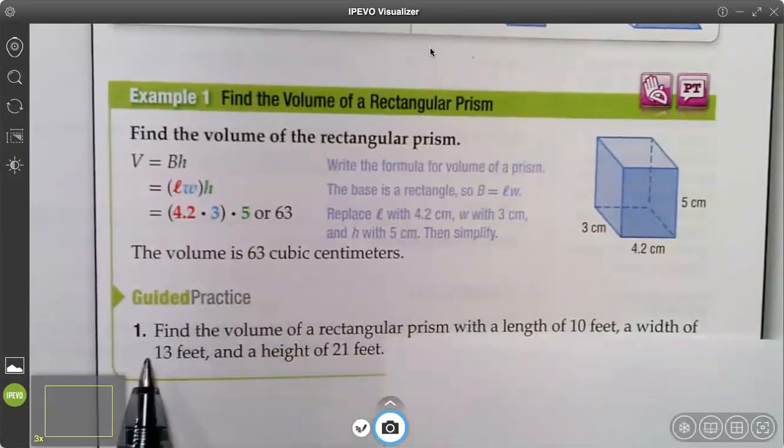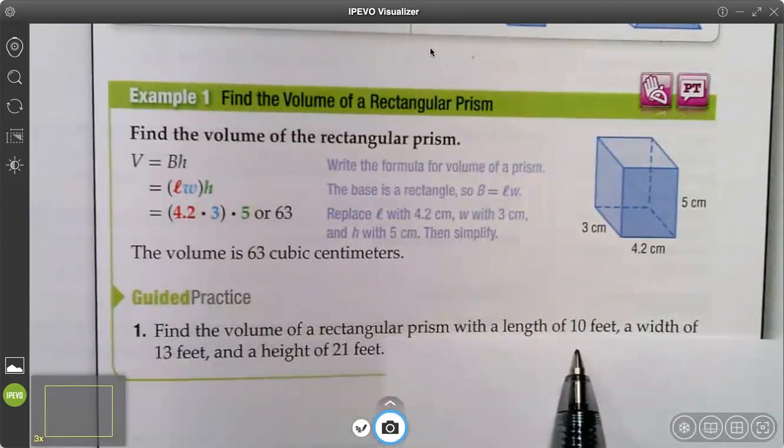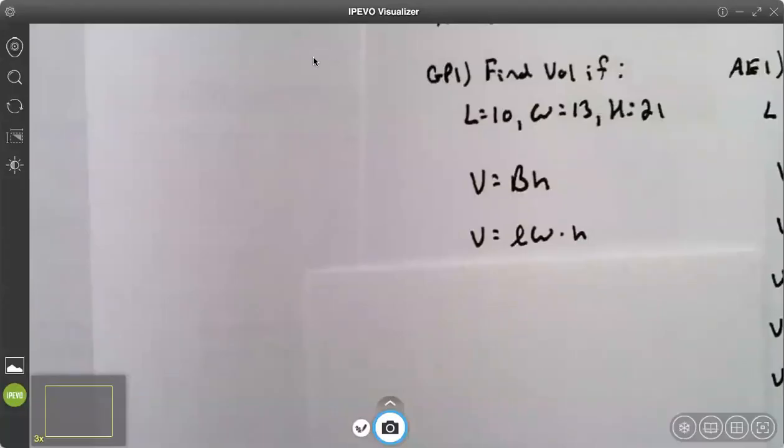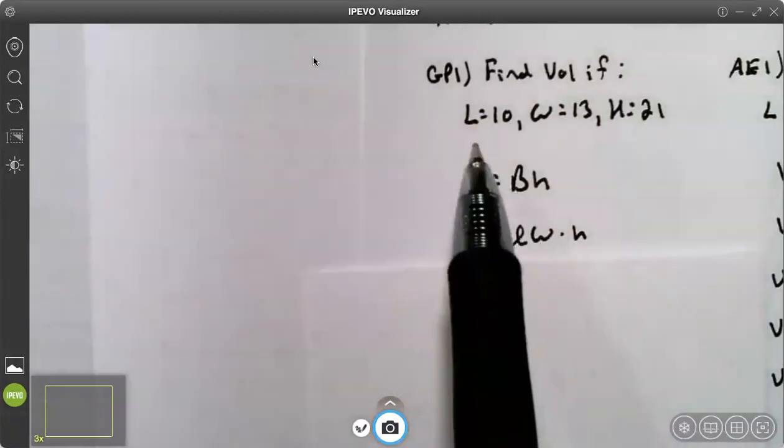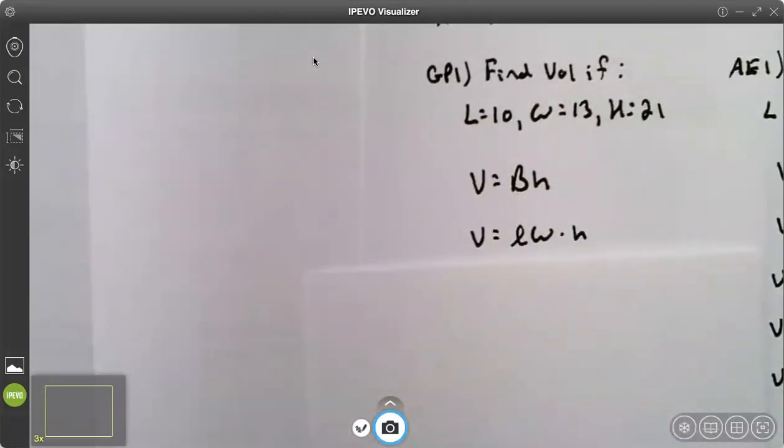Try guided practice number 1. Find the volume of a rectangular prism with a length of 10 feet, a width of 13 feet, and a height of 21 feet. It's as simple as multiplying the 3 numbers it gives you together. Length times width times height.